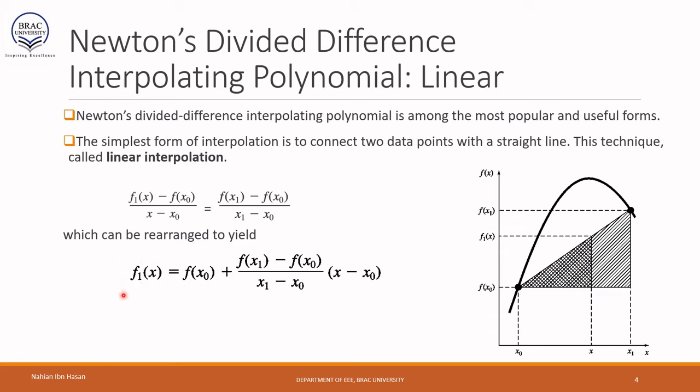What does this term denote? f1 of x, where x is denoted here, is the point that is situated on the straight line between these two points. That means f1 of x denotes any of the data points that lies on the straight line between these two points. Okay, so that is the main purpose here. We need to find the term f1 of x. So f1 of x can be easily determined from this equation, which is f of x naught plus this term. That's the main interpolating polynomial, the linear interpolation formula of Newton's divided difference technique.